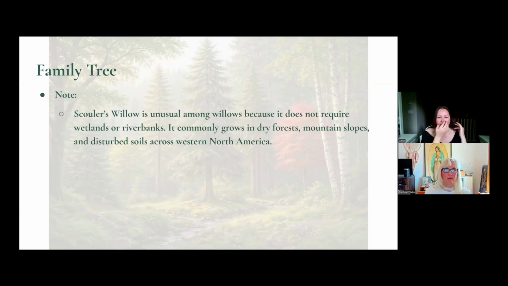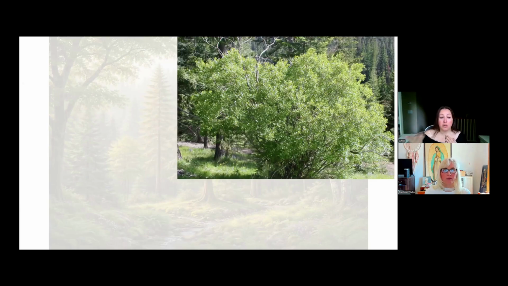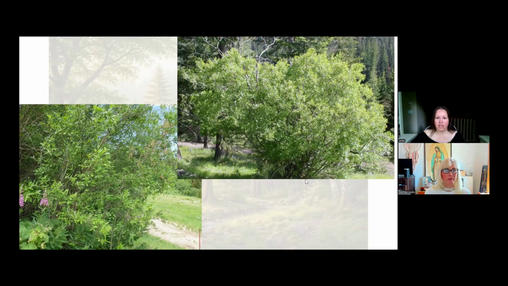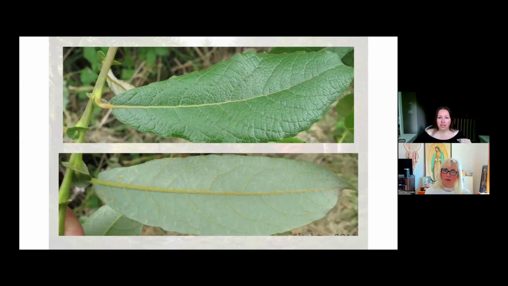Something to note though is that the Scouler's willow is notable because it doesn't need the water, right? It grows in dry forests, mountain slopes, disturbed soils, very dry areas. And there's a classification for that within the willow system, which we'll circle back to after we go through the four main ones. So this is what it looks like. Very shrub looking, lots of small, thinner branches. And then these are the leaves. So still elongated, still serrated a little bit, but less sharp, more rounded serration and more wide.